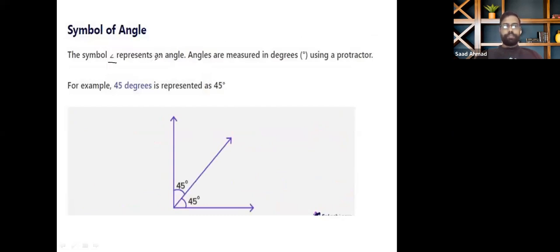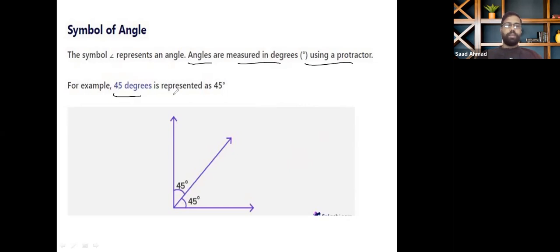Now the symbol for the angle. This is the symbol here. It's not the less than symbol, all right? Don't confuse it. The less than symbol is something like this. This one is different, it's like this. The angle symbol is different from the less than symbol. So they are not the same. This symbol represents an angle. Angles are measured in degrees using a protractor.